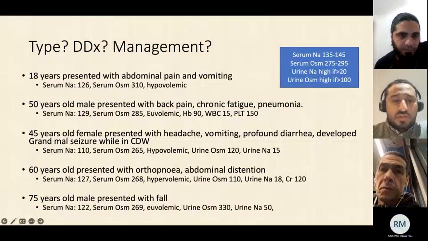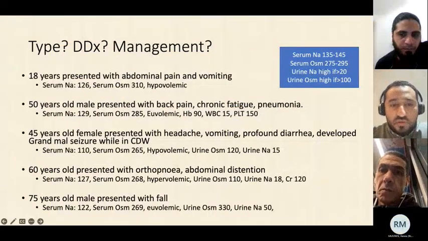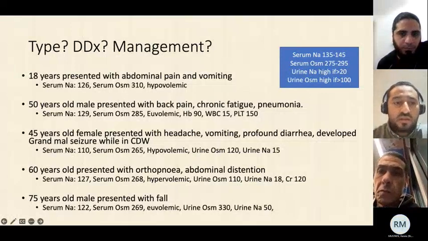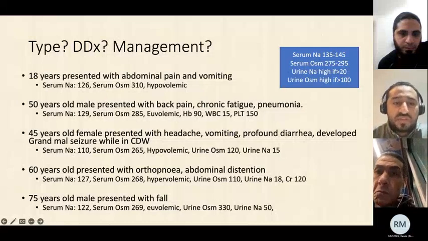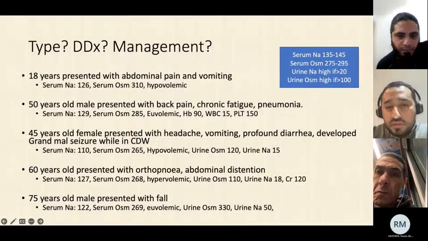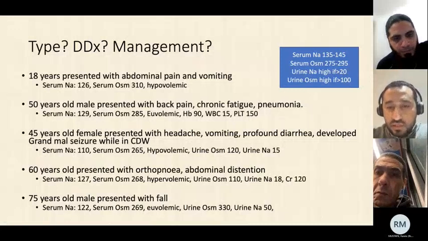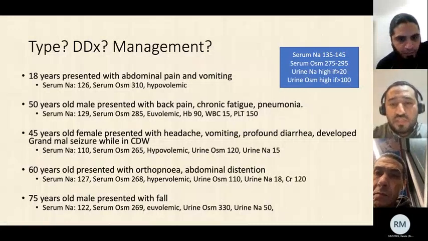Okay, so the next patient is a 45-year-old female presenting with headache, vomiting, profound diarrhea, and developed a grand mal seizure while in CDW. Her serum sodium is 110. Her serum osmolality is 265. She's clearly hypovolemic, and urine osmolality is 120. Urine sodium is 15. What do you think is going on here?